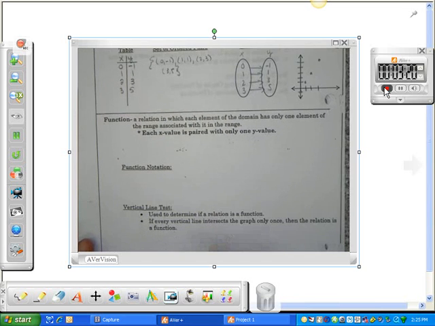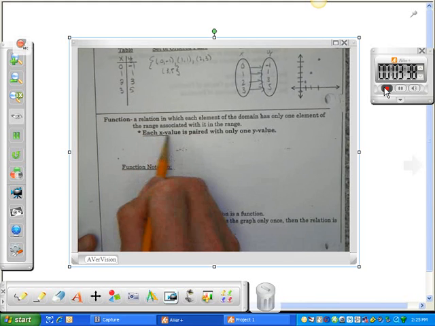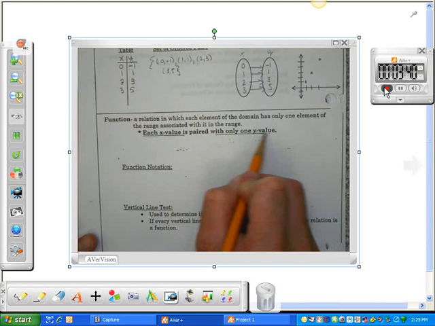A function is a relation in which each element of the domain has only one element of the range associated with it. Each x value is paired with only one y. That's what that means. Each x value is paired with only one y value. That is important to remember.